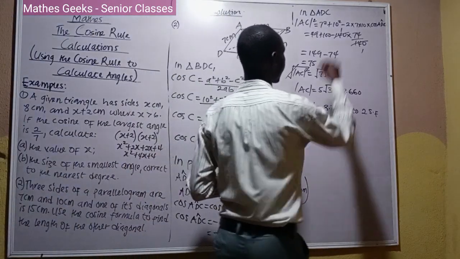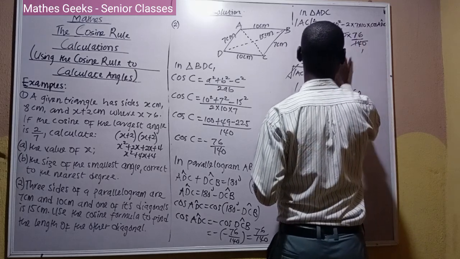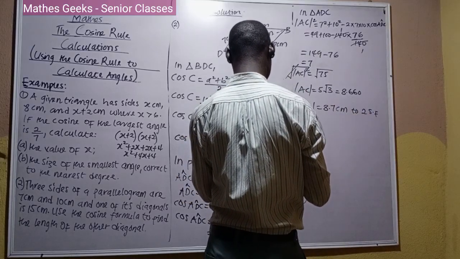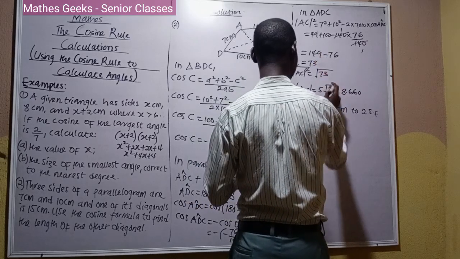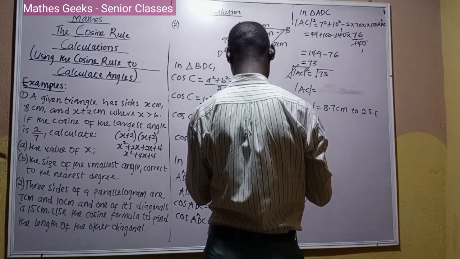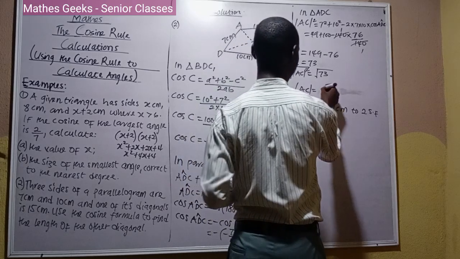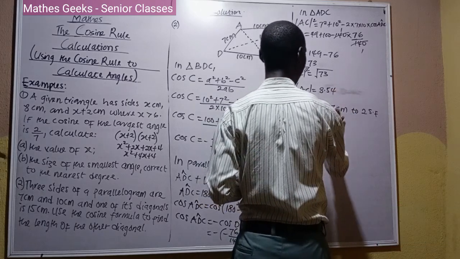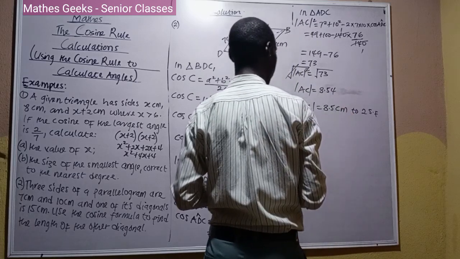Oh, sorry, I made a mistake clicking. 76. 149 minus 76 is 73. So line AC is the square root of 73, which is 8.54, and so 8.5 centimeters to 2 significant figures.